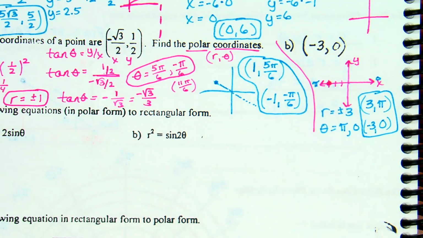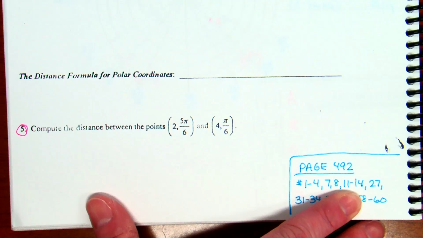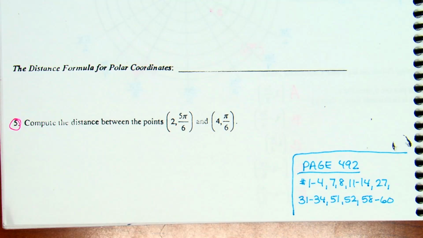I told you we were skipping 3 and 4, and we're going down to number 5. Number 5 talks about the distance formula for polar coordinates. If you remember, you have a distance formula for rectangular coordinates. You've been using it since at least middle school. D equals the square root of x2 minus x1 quantity squared plus y2 minus y1 quantity squared. Remember that big long distance formula? Might have been a while since you've used it.